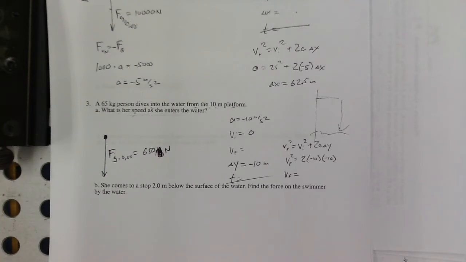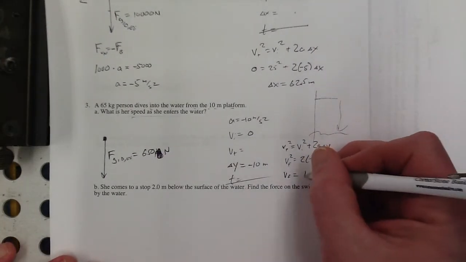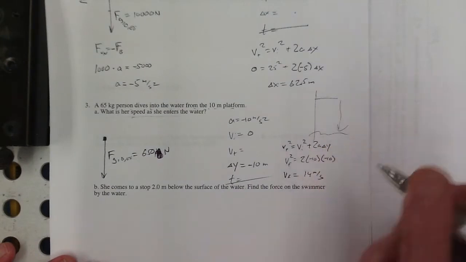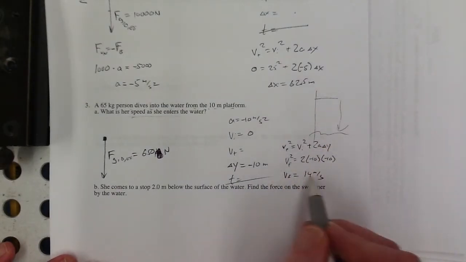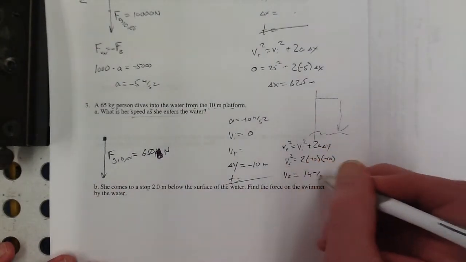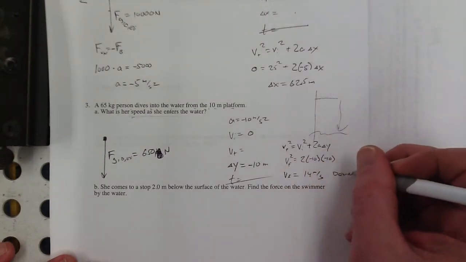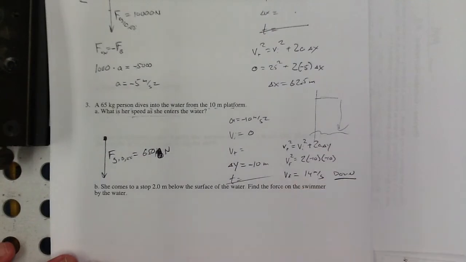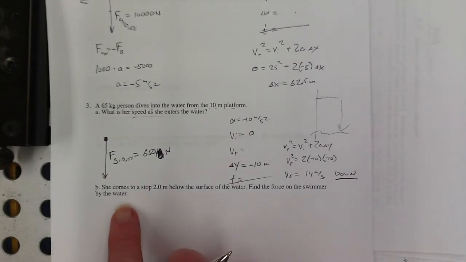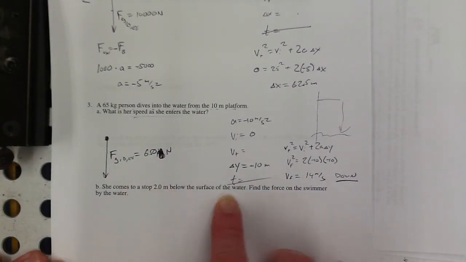So we need the square root of 200, right? Which is about 14 meters per second. Now, when you square root something, that's plus or minus, right? So her final velocity is 14 meters per second, but it's in the down direction. So whether you just say down or whether you put a negative sign on that, we should recognize that that's what's going on.